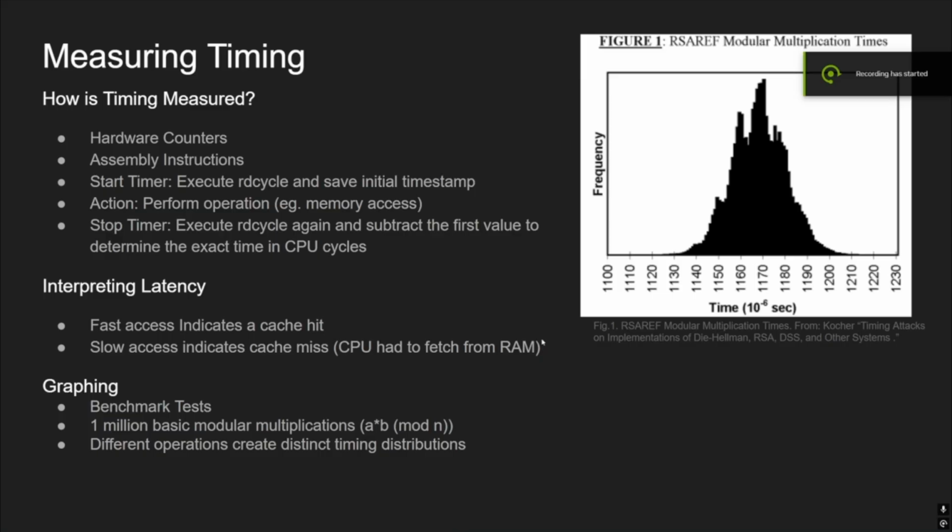To create this graph, researchers ran 1 million basic modular multiplications using the RSA reference software library. The mean of the graph is 1167.8 microseconds and the standard deviation is 12.01 microseconds. Different operations will have different timing distributions. Most of the work of determining which operations are happening comes down to complex statistical analysis.